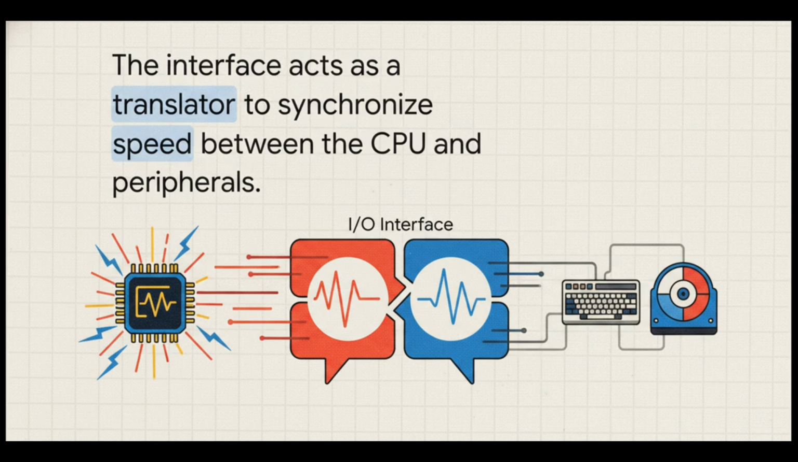Well, enter the I/O interface. Think of it as the ultimate global summit translator. Imagine you're at an international summit and you have leaders speaking entirely different languages at entirely different speeds. They obviously can't communicate directly, right? They need an earpiece translator to buffer and convert the information. In your computer, the I/O interface sits exactly in the middle between the fast CPU and the slow peripheral devices, bringing harmony to components that simply cannot talk to each other directly.